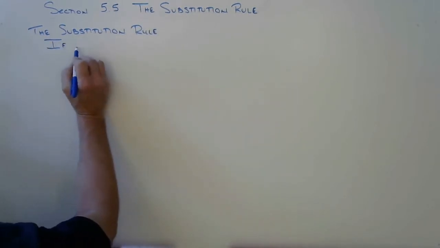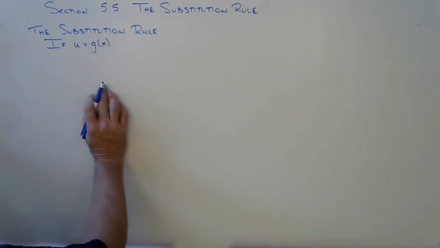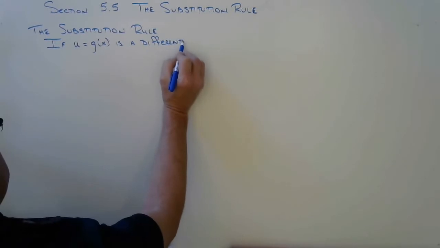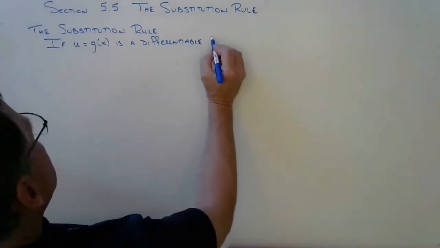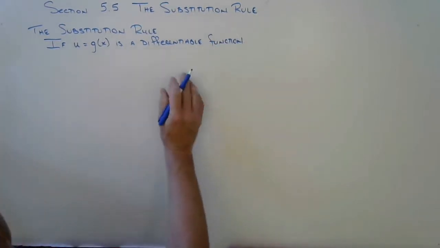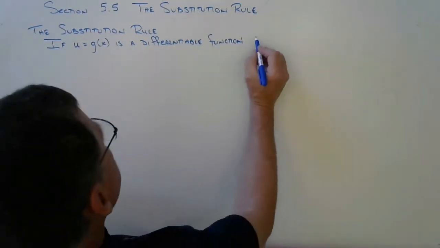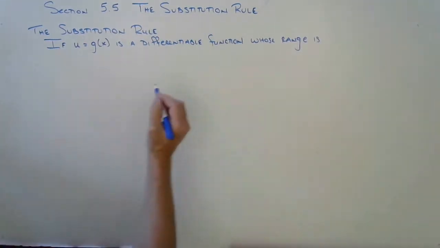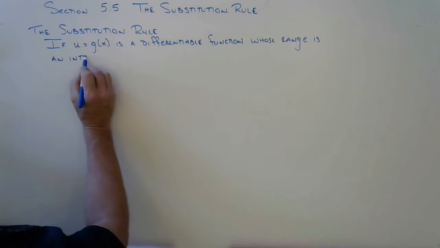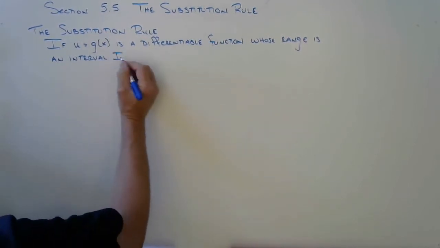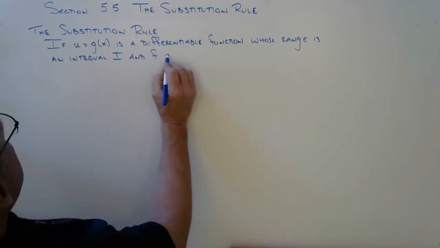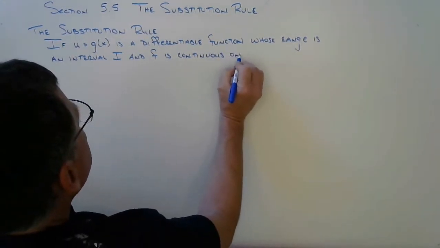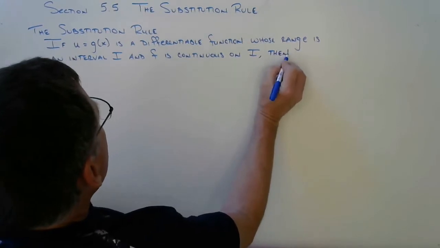It says if u is equal to g(x), so if u equals g(x) is a differentiable function, now, if we don't remember the definition of differentiability, a function is differentiable where its derivative exists, whose range is an interval I and f is continuous on I. Then. All right? So what does this say?